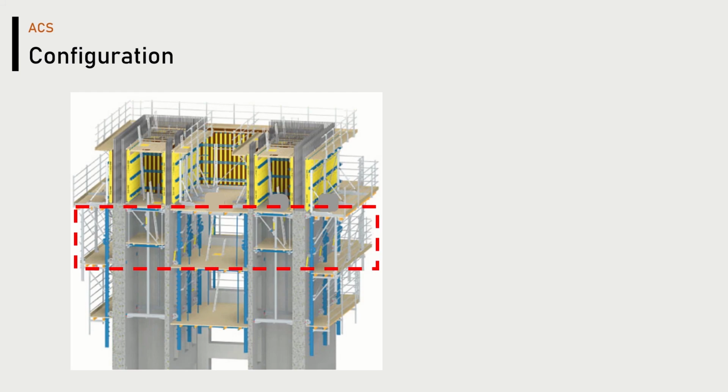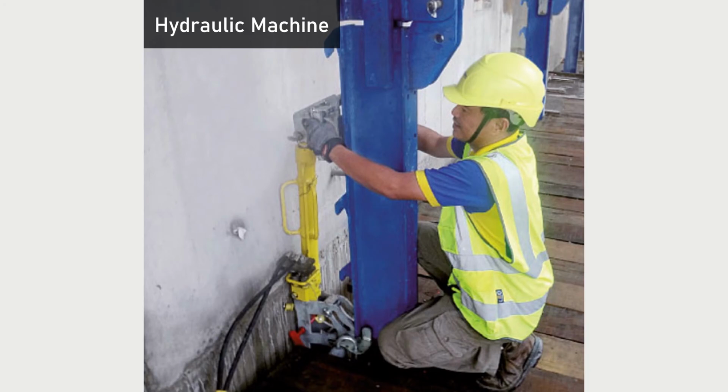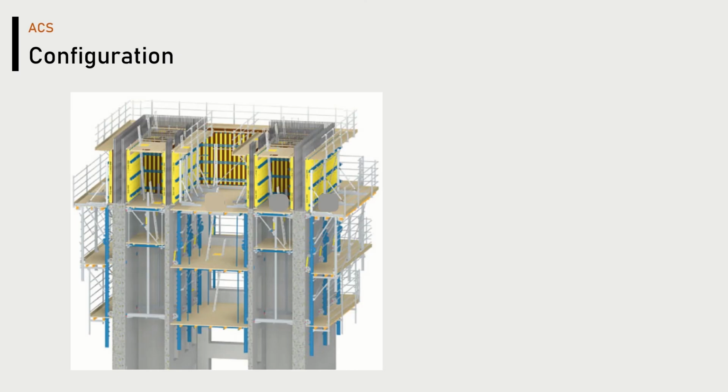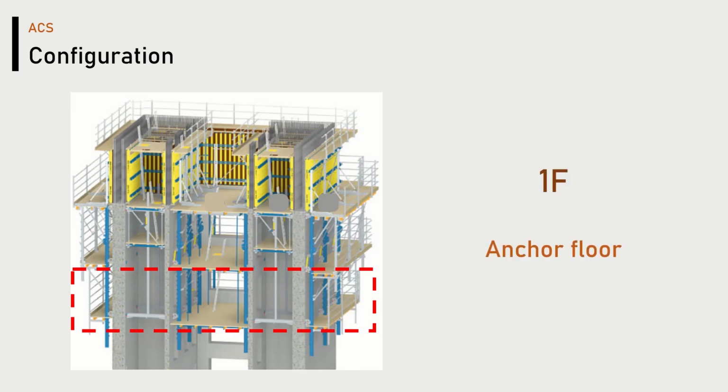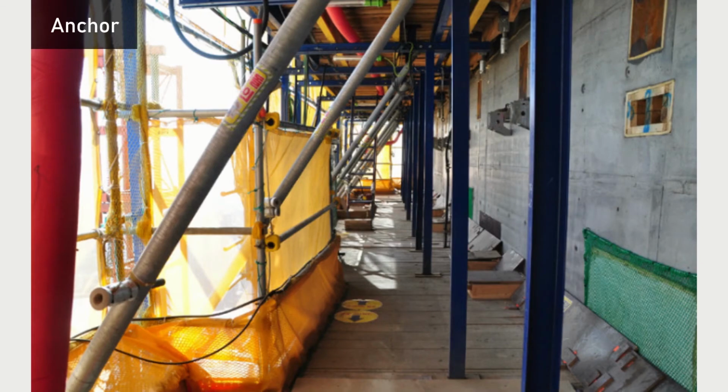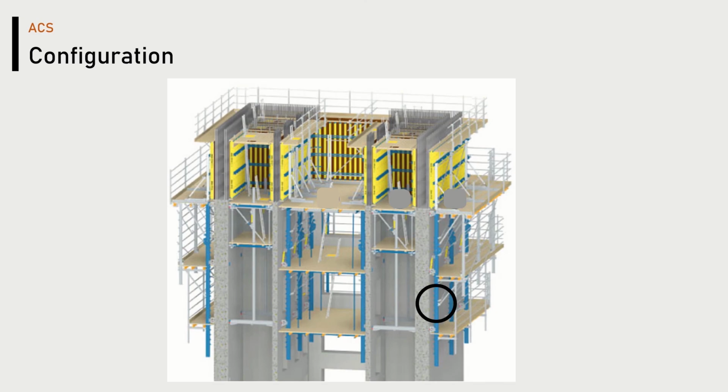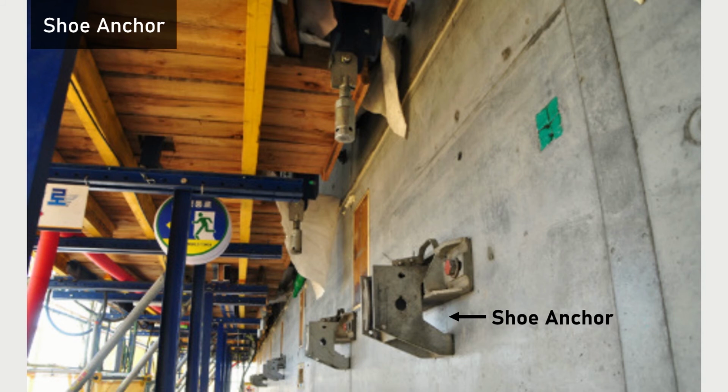Secondly, there is a hydraulic mechanism installed to make the ACS form rise automatically. And we will deal with it a few slides next. And this is a hydraulic machine. And finally, the lowest floor has a layer with anchors that hold the ACS. And this is the anchor, how it looks. And at the circle, there's a shoe anchor. Shoe anchor is an anchor that supports the ACS form on the wall after it is moved.